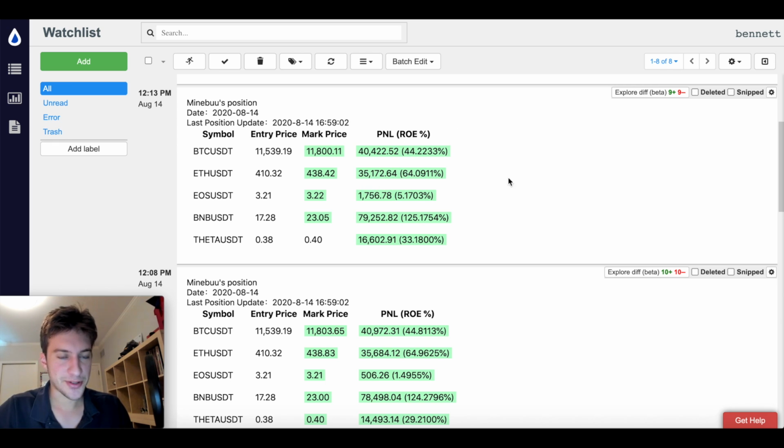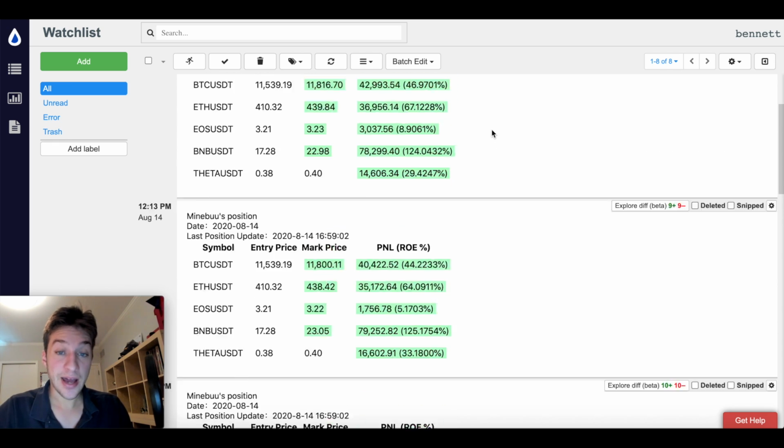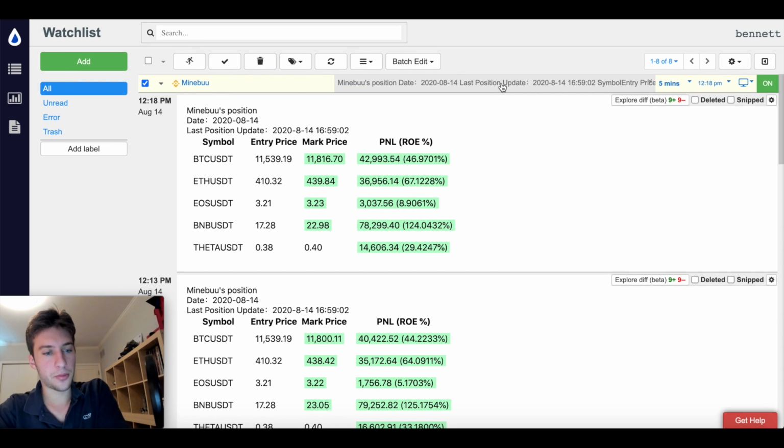150, 200,000, just casually. I don't know if it's a hedge fund or a prop firm or just an individual guy trading with 5 mil. Who knows? But 150K in profit is 150K in profit, right?